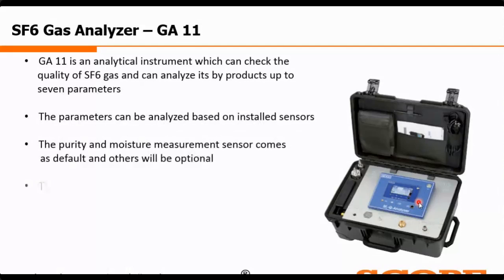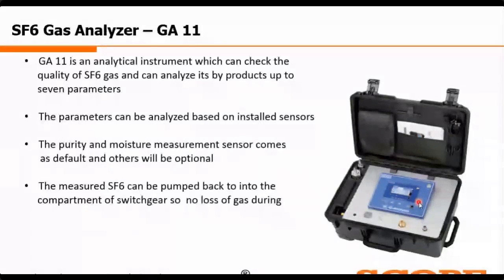Now here you need to remember that in the GA11 we are giving the purity and moisture sensor as a default option. All the other sensors, for example SO2, HF, H2S or carbon monoxide, are coming as optional sensors. So the purity and the moisture are the standard sensors which we are giving.